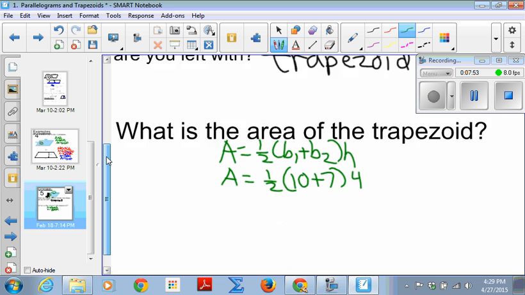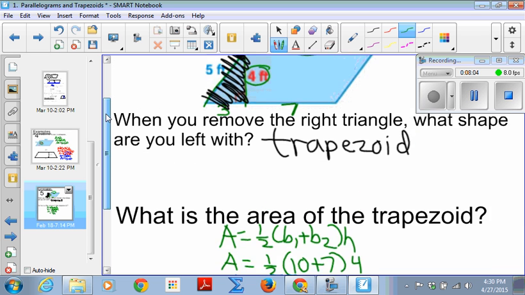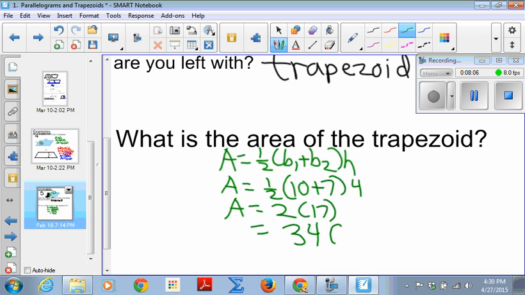Again, we can go in any order we want, so I'm going to do 1/2 times 4 to give us 2. 10 plus 7 is 17. 2 times 17 equals 34. What's that unit of measure? We've got feet. 34 square feet.